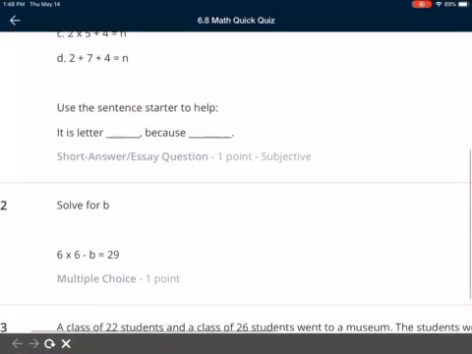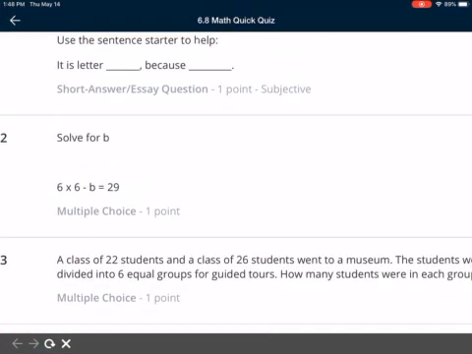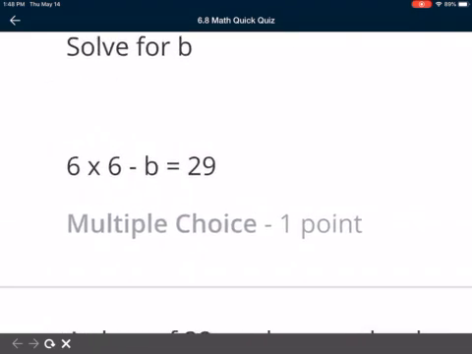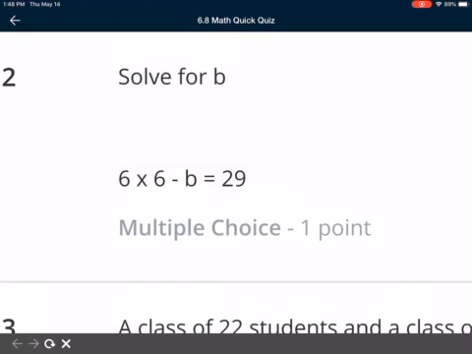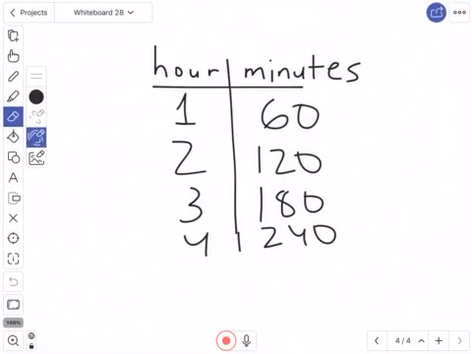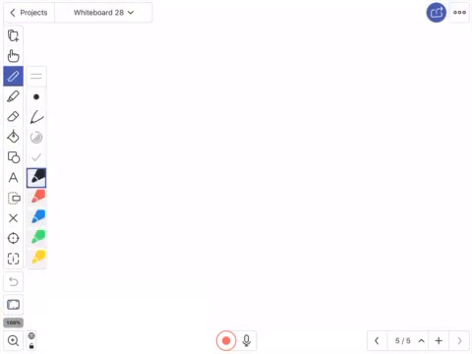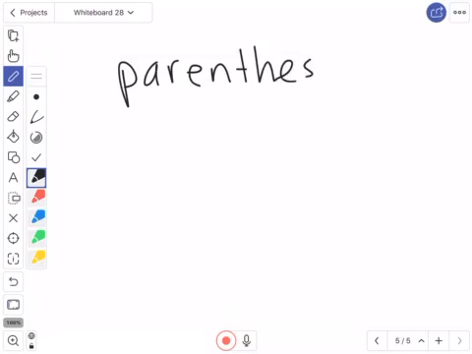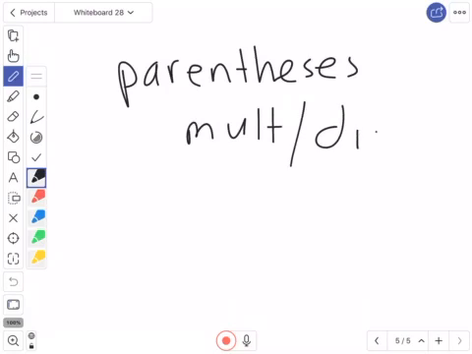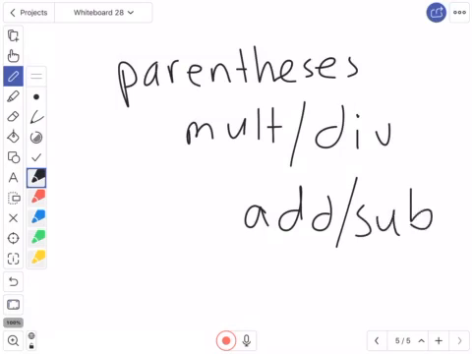Number 2, you're going to be solving for B. So 6 times 6 minus B equals 29. Again, you're going to have to think and try to do that balancing of the equation. Yesterday we were talking about order of operations, which is always a good thing to think about. You always start with parentheses first, then you do multiplication and division, then you do addition and subtraction, just to go for that order of operations.